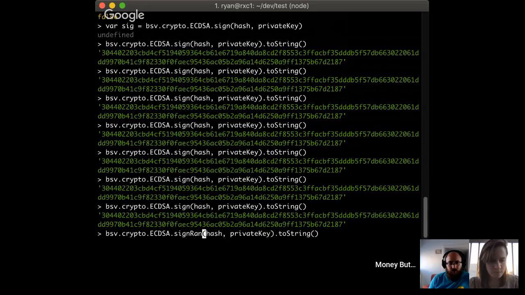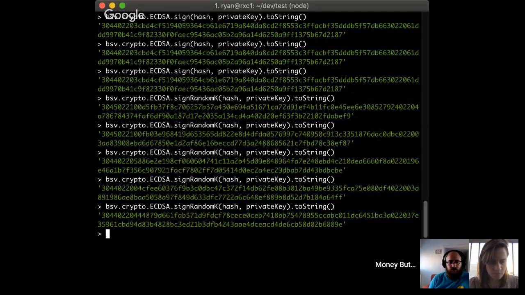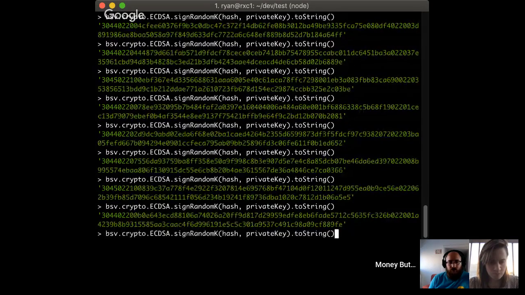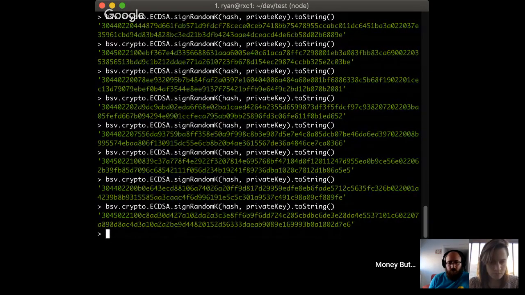There's a convenience method called sign random K, which uses K randomly. Now every time I sign it, it's a different signature. You do not normally want to do that. I added a convenience method, sign random K, just so that you can see, because we already had it built into the code and it wasn't convenient. But as far as I'm aware, there's no reason to ever use a random K value. You should simply use the deterministic K value, always.